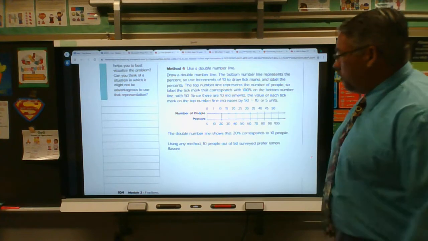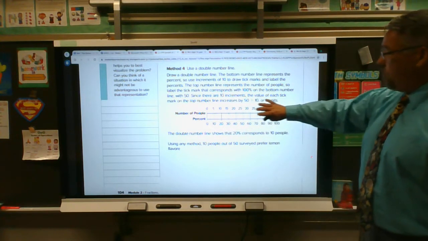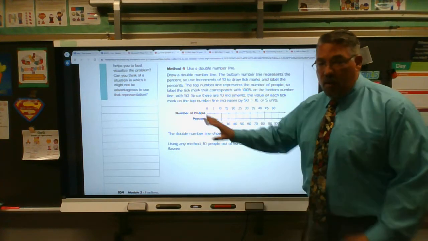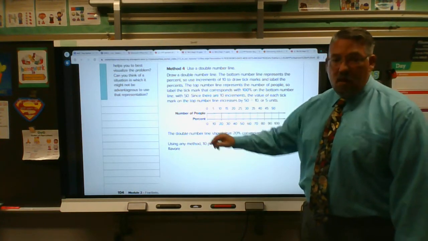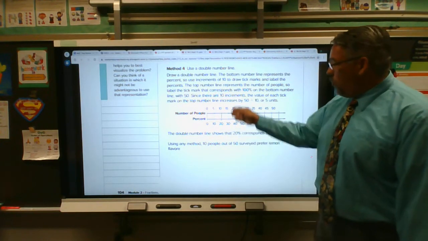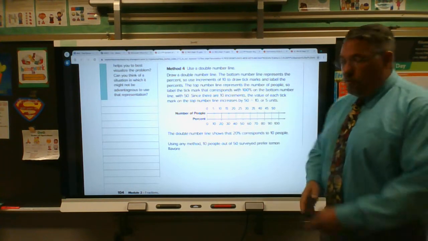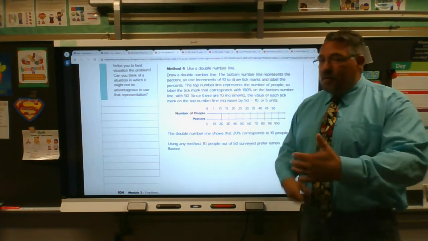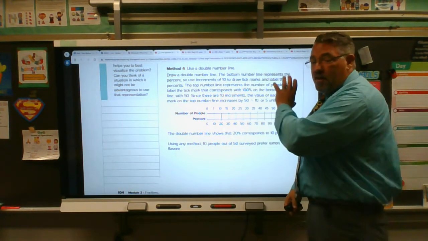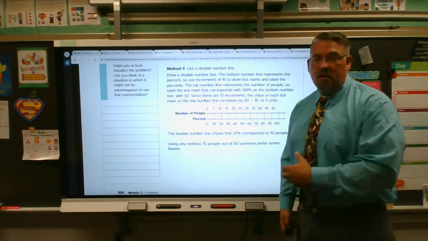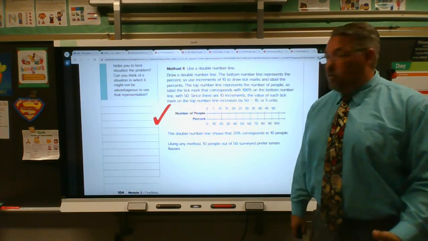Oh, I forgot that they're doing this one also. So when I do the double number line, they've created this double number line. Once again, it's comparing 2 things on a number line and showing what the equivalent number is between the top and the bottom. It's just a lot of work. There's nothing wrong with that process. It is a sound mathematical process. It's just more work than you need to do.